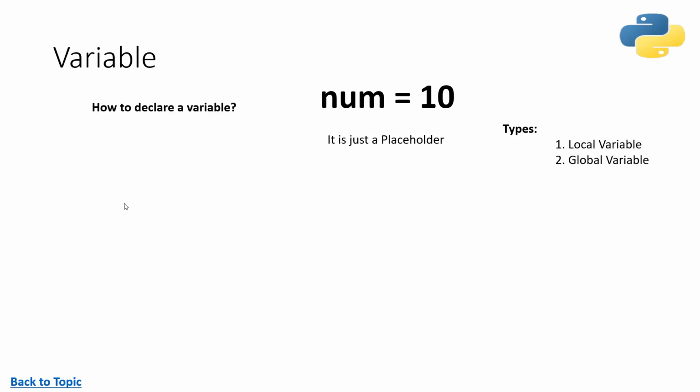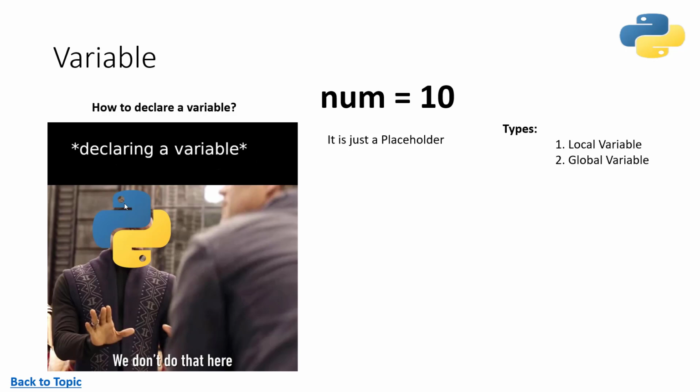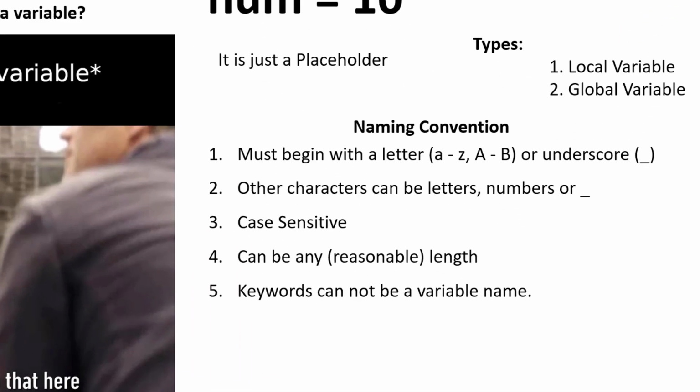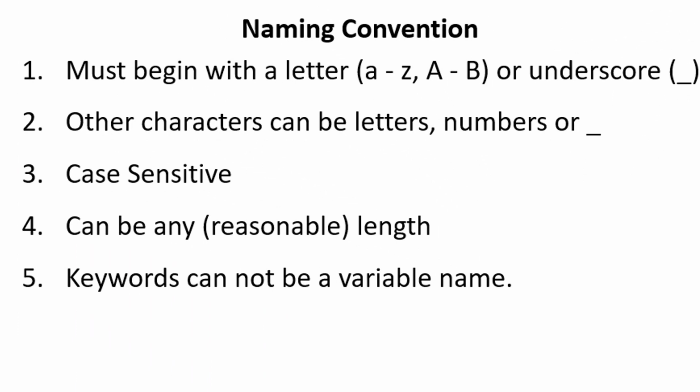Next part is how to declare a variable. Since Python is a dynamically typed language, we do not define its type. There are certain rules to name a variable. It must begin with a letter or underscore, and other characters can be letters, numbers, or underscore. It is case sensitive and can be of any length. And you have to note that you cannot name a variable with the keywords.